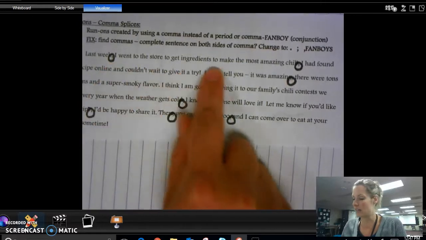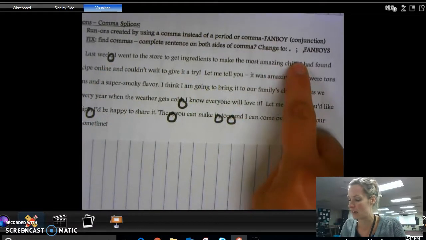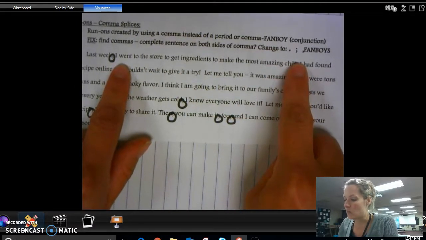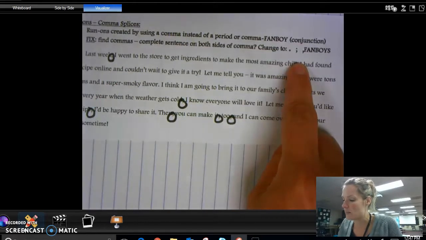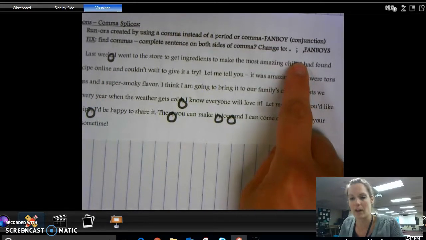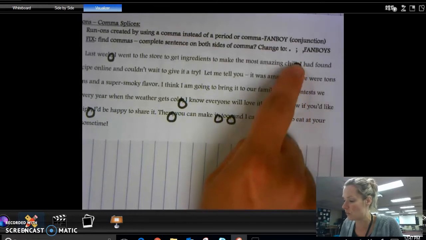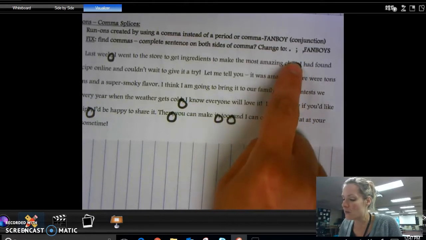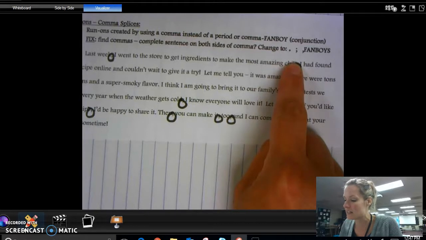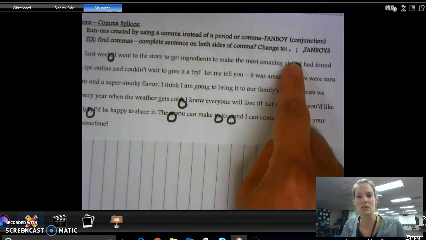Okay, so let's go to the next comma. After "chili," I cover that up. Last week, I went to the store to get ingredients to make the most amazing chili. Okay, that's a sentence. Let's look at the one after. I had found the recipe online and couldn't wait to give it a try. Okay, so there's a full sentence on both sides of this comma.